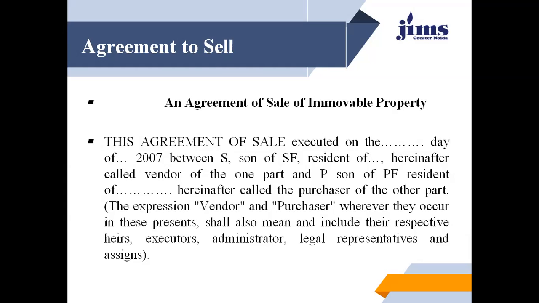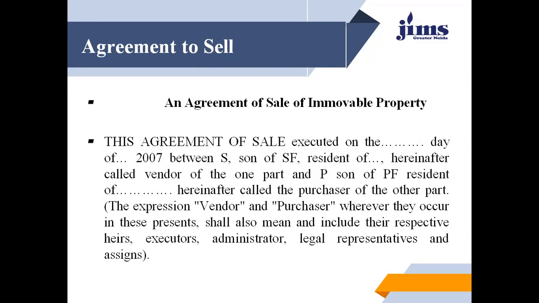As you all are aware, it is the component of the deed wherein we have to describe the deed as well. And as far as the description of this deed is concerned, we have to mention this deed as an agreement to sell, an agreement of sale of immovable property. And thereafter, in the description, we have to mention the date of the deed as well.